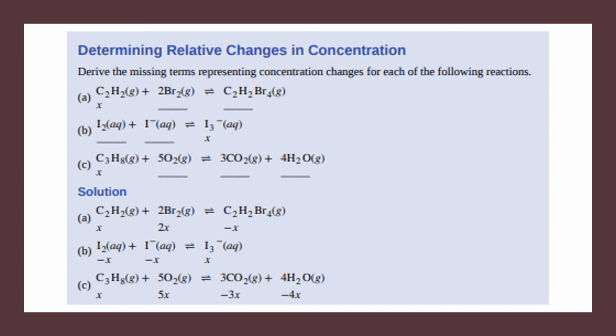representing the concentration change? They said that C2H2 is X. So what will be 2Br2? 2 we're going to write as it is and then times X. This is plus 2X. So if the left hand side of the equation is positive, then the right hand side will be negative. So C2H2Br4 will be negative X.